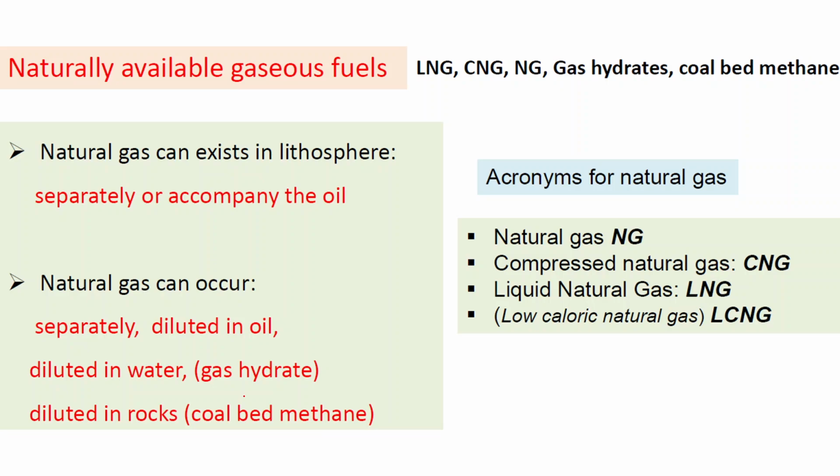Then talking about the naturally available gaseous fuels, as I told earlier, they are basically liquefied natural gas, compressed natural gas, gas hydrates, and coal bed methane. So we will be talking about all of them. Natural gas can exist in the lithosphere separately, or it can accompany the crude oil, the petroleum we are talking about. It can be present either along with it, or separately, or dissolved in oil or dissolved in water, which we call gas hydrate, and dissolved in rock, it is the coal bed methane.